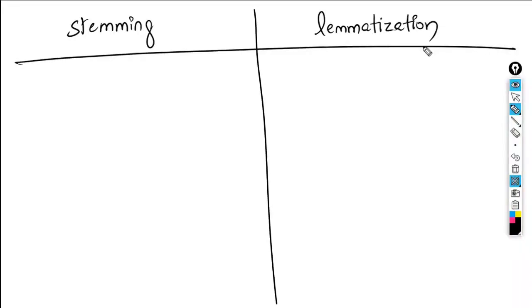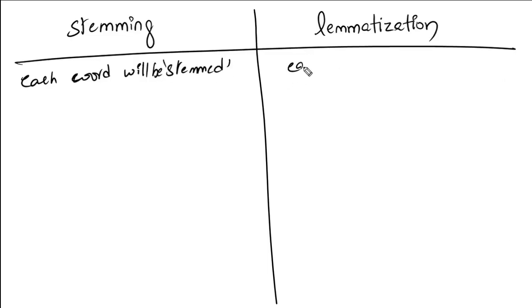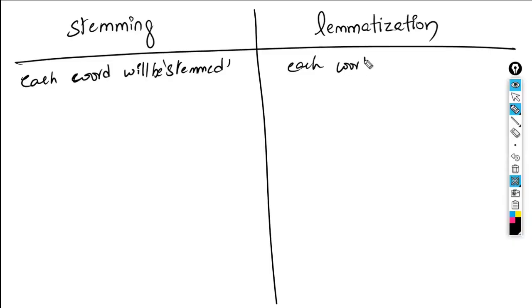Okay. Once this is completed, now we have to do either stemming or lemmatization. Each word has to be either stemmed or lemmatized. In stemming, each word will be stemmed. In lemmatization, each word will be lemmatized.